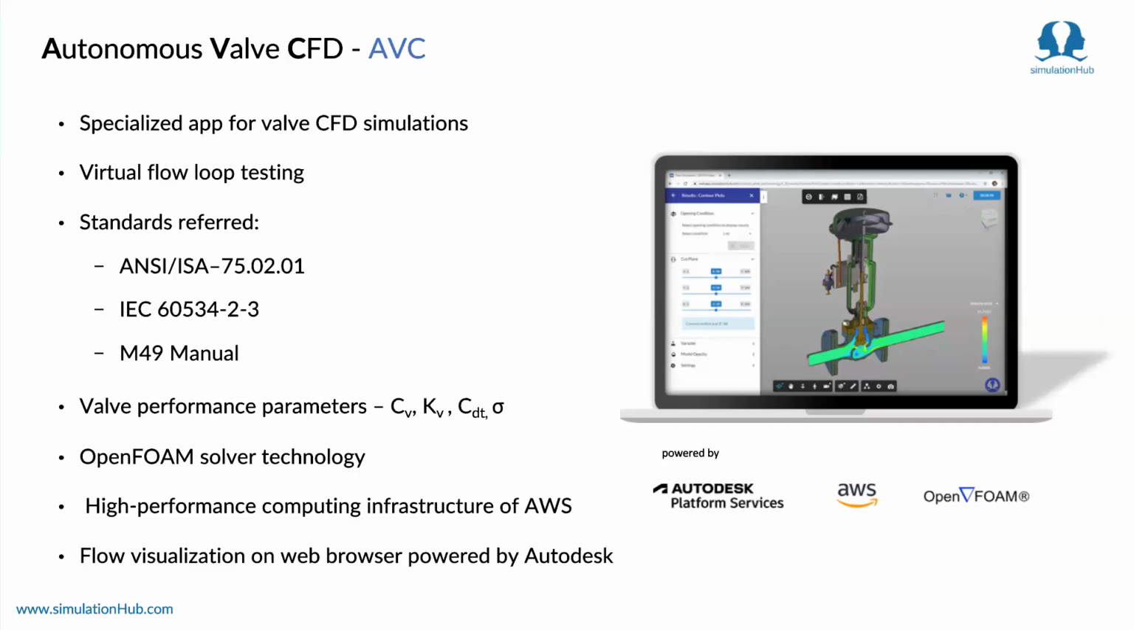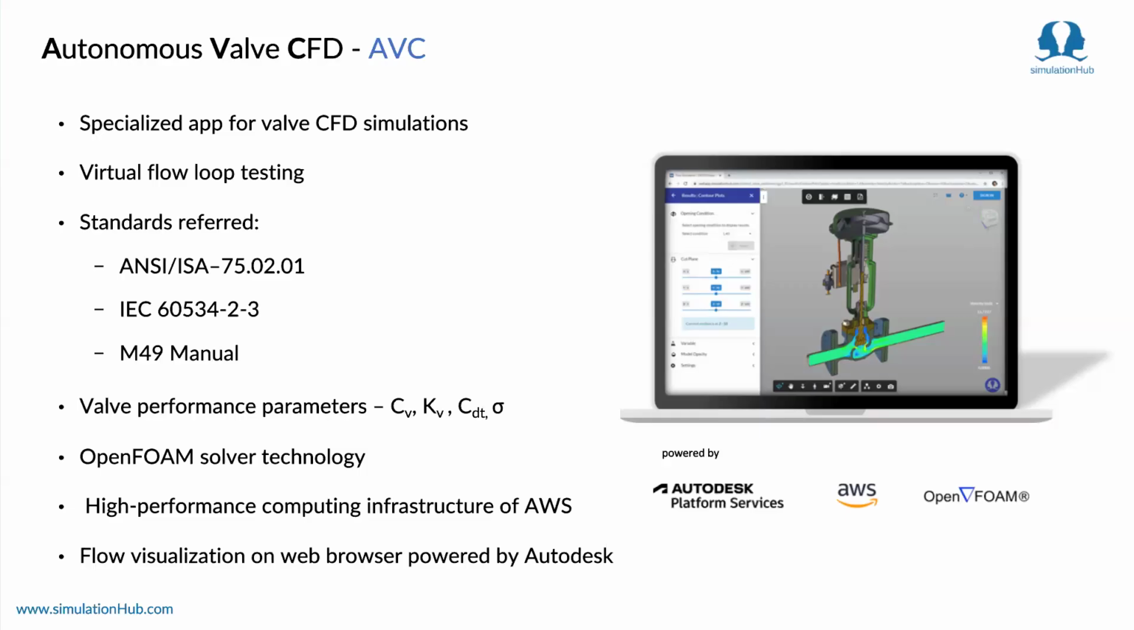It's a specialized app for valve CFD simulation, and it's a virtual flow loop testing environment for you. It again uses the same standards for reference that valve manufacturers use to size their valves. And what we get as an output are Cv, Kv, CdT, and sigma. Sigma is the incipient cavitation index, which is very important, as we have seen, in the prediction of hydrodynamic noise. So is Cv if we are using the VDMA equations.